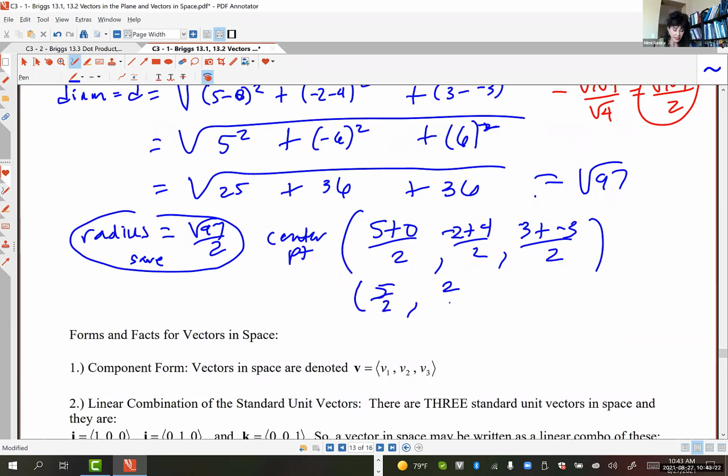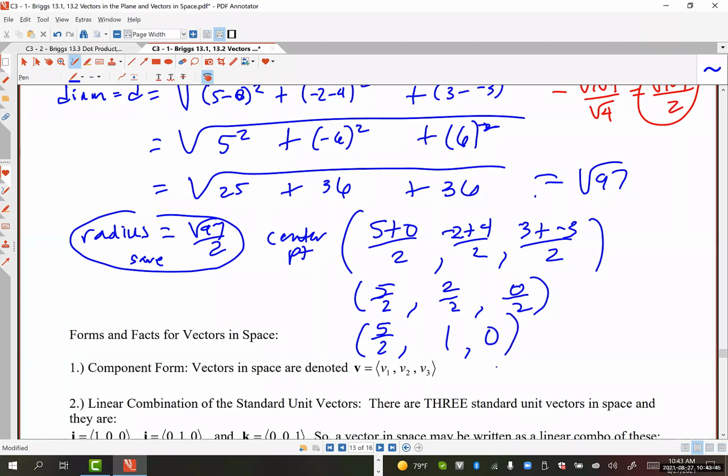Let's see here. I think we can clean this up a little bit. Well, the first term here, I'm going to leave it. How about 2 over 2? Doesn't that reduce? How about 0 over 2? Is 0. And there's your center.